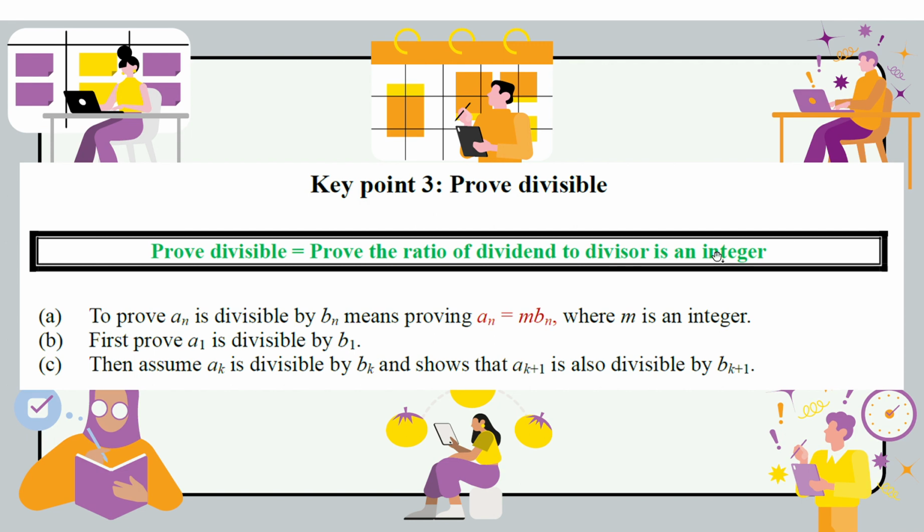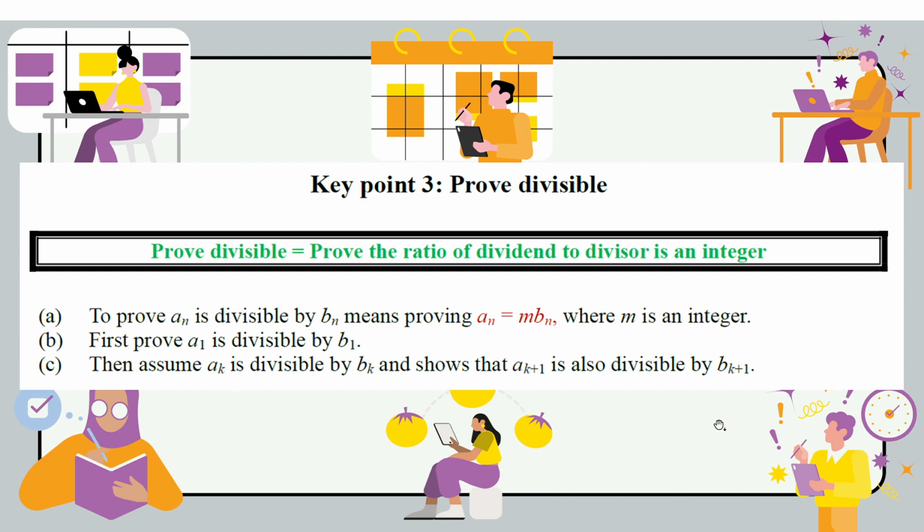So our task is to prove the ratio to be an integer. To prove an is divisible by bn means an is equal to m times bn, where m is an integer. So our target is not to prove that they have a ratio, they always have a ratio. Our target is to prove m is an integer. Then prove a1 is divisible by an, and prove if ak is divisible, then ak plus 1 is also divisible.